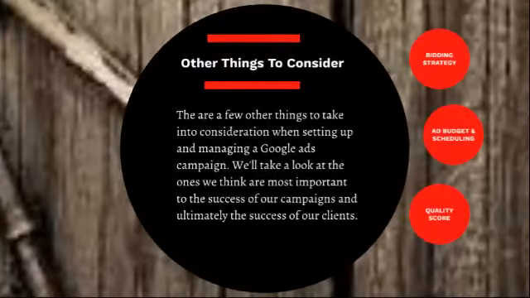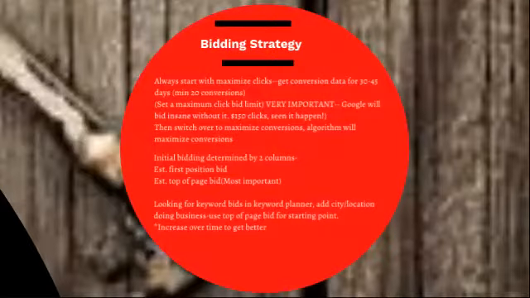A few of the things to take into consideration when setting up. We'll look at these things because I think these are some of the most important stuff. The bidding strategy. You always want to start with maximum clicks just to get the conversion data for the first 30 or 45 days. So this is very important. Always set a maximum bid click limit because Google will bid you up into the crazy stratosphere. And then over time, we'll switch so the algorithm will maximize your conversions.